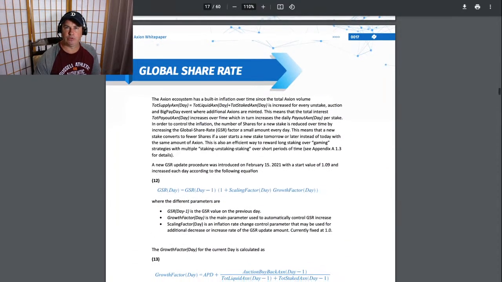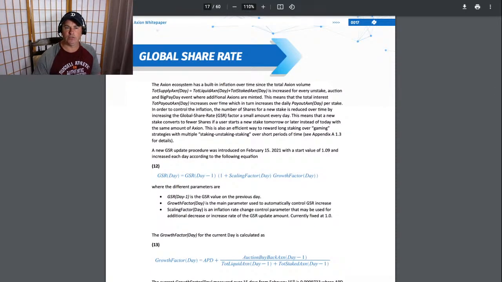Global share rate. Now, this is very important to learn. When you're staking Axion, you will be impacted by the global share rate, and that goes up over time as people stake. So you've got to be aware that it's better to stake today than in the future. The Axion ecosystem has a built-in inflation over time, since the total Axion volume is increased for every stake. So there's the formula: total supply of Axion equals the total liquid Axion in the day plus the total staked Axion, which is increased on every stake, auction and big pay day event where additional Axions are minted. This means that the total interest payout increases over time, which in turn increases the daily payout per stake.